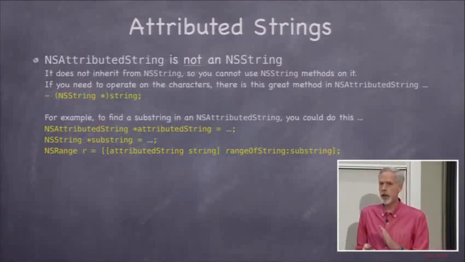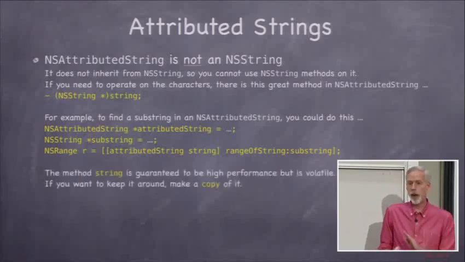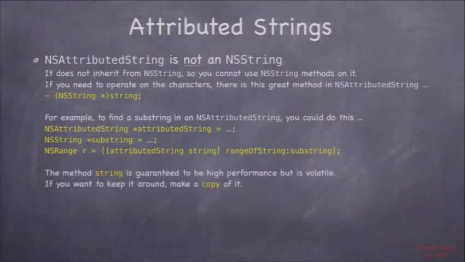Now, that string method is guaranteed to be very high performance, because you're doing this all the time. You want to look at the NSAttributedString like a string. So it's high performance. However, it's also volatile. Bottom line is, this thing is probably returning you a pointer to that NSAttributedString's internal data structure, or some parts of it, or something. You don't really know what it is. You know whatever it returns is an NSString. But if you want to keep that thing around for more than just right there where you call it, make a copy of it. Then you have a copy of the NSString. You can hold on to it. You almost never need to do that because you're almost always operating on the string right there in place like this, a rangeOfString.